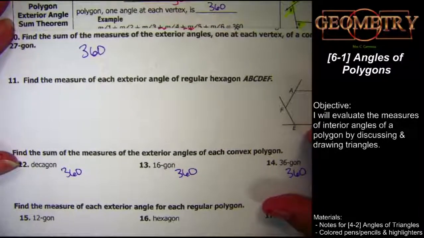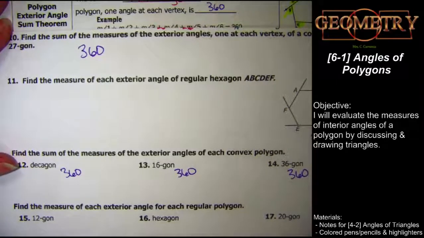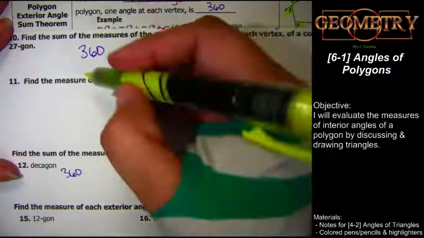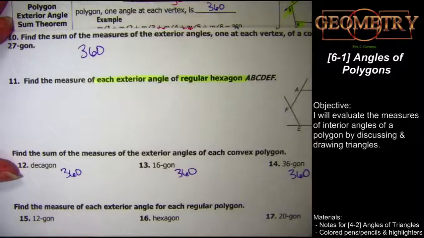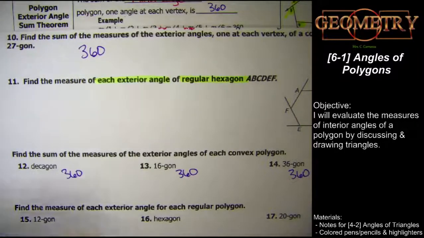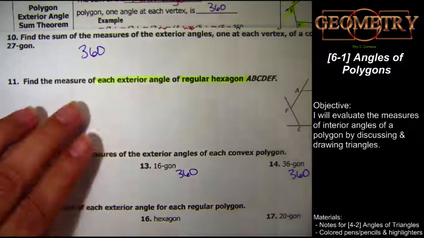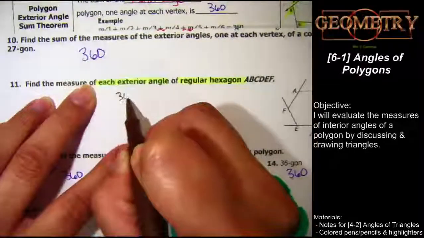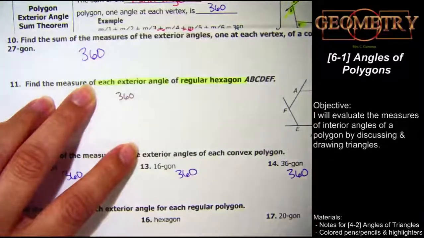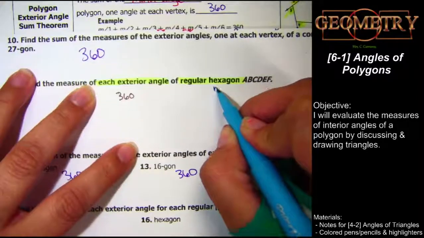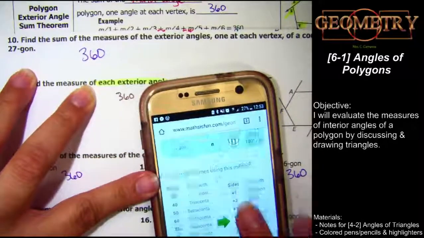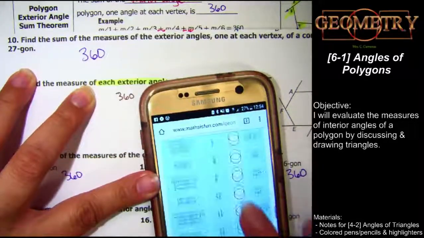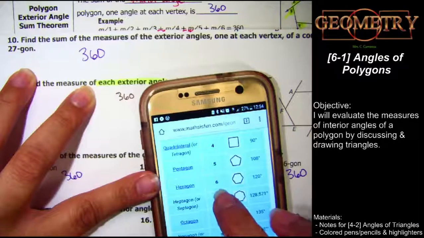All right, let's look at number 11. And this is our last example. Find the measure of each exterior angle of a regular hexagon. All right. Exterior angles, we want the measure of exterior angles. I know exterior angles of polygons is always 360. Hexagon has how many sides? 5, 6. I don't remember. I'm going to come to my list. I'm going to scroll around. I'm going to look for hexagon. 6.